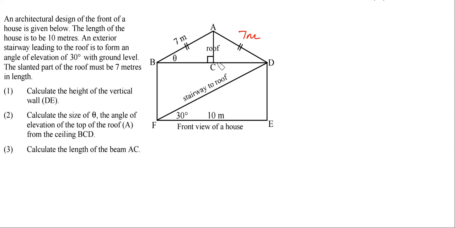Now, if we also check here on the roof, it means that BC and CD are also equal. So if I check my length down here in the front view, it's 10 meters, and it should be equal to BD. If you divide your 10 meters, it's going to be 5 meters here. This one is going to be 5 meters.